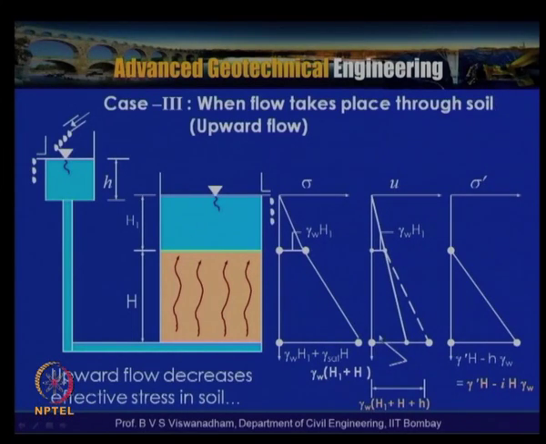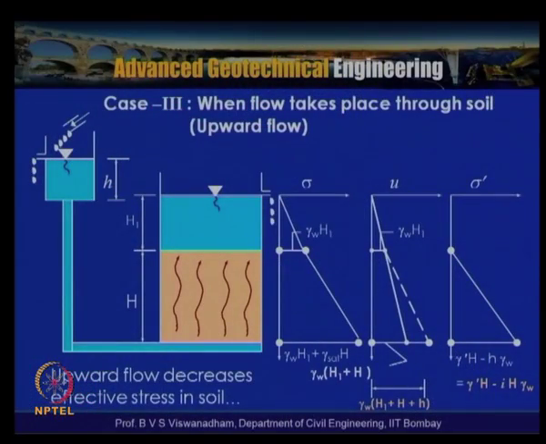So, because of this, if we take the difference of this and this, because of this particular condition explained here, the effective stress is gamma dash H minus h gamma W. When we replace small h as i times capital H, then we can write this effective stress at this particular point as gamma dash H minus i H gamma W. That means that when the water flow takes place in the downward direction, we have seen that effective stress increases.